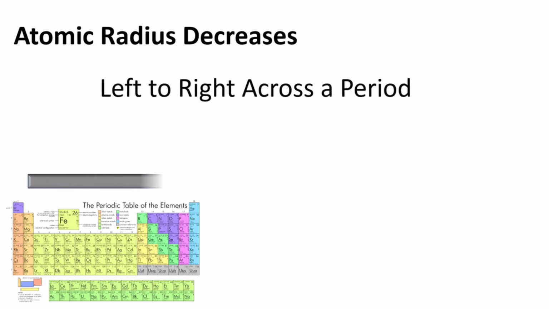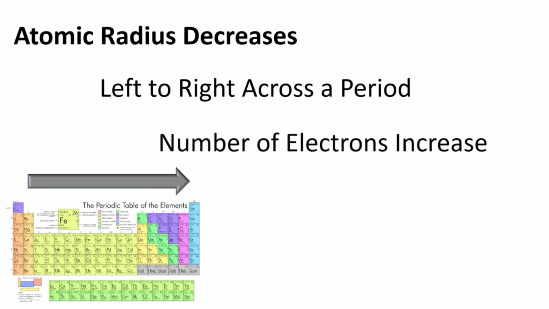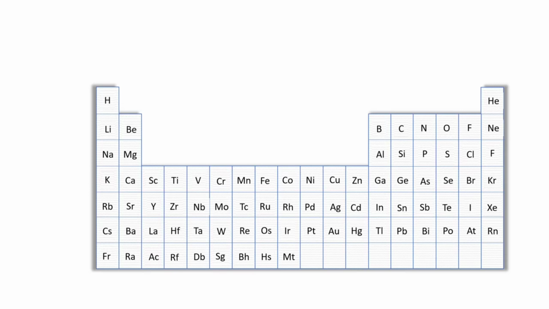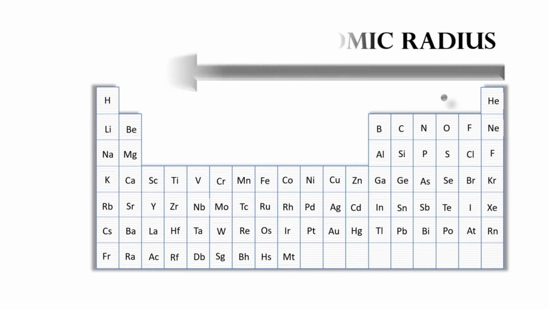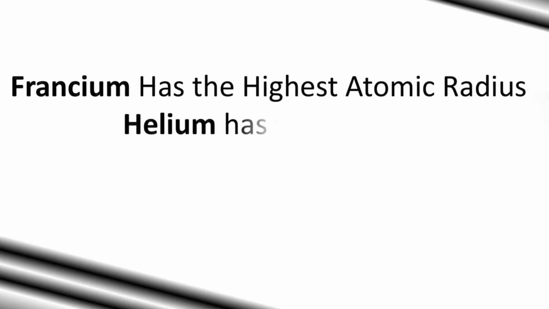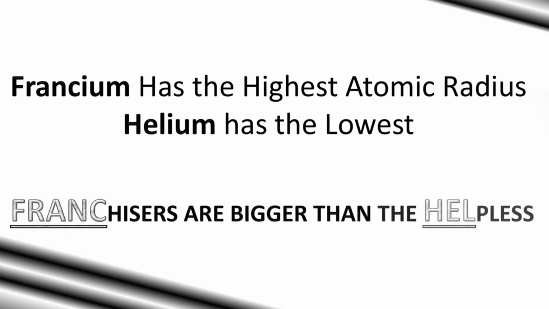In reverse, atomic radius decreases as you move from left to right. Why? Because more protons are added to the same energy level. Hence, there is an increase in nuclear attraction, which will attract the outer electrons and drag them closer to the nucleus, and in return decrease the size of the atom. I hope you understand that. So if I move from right to left and then top to down, I will have an increase in atomic radius. Take note that it is the opposite of all the movement we have been seeing since, is it not? Yes. Francium has the highest atomic radius and helium has the lowest.